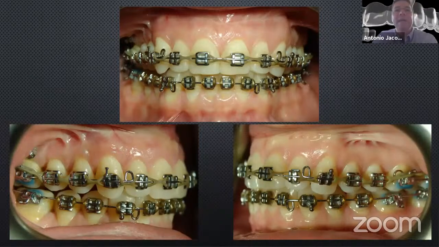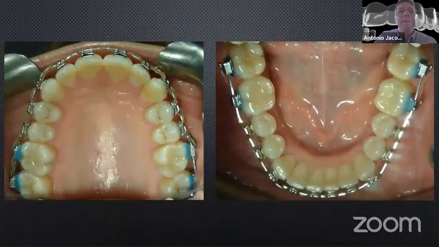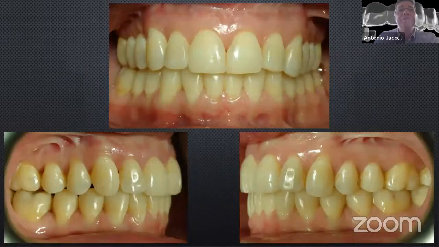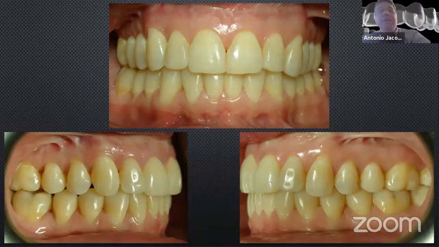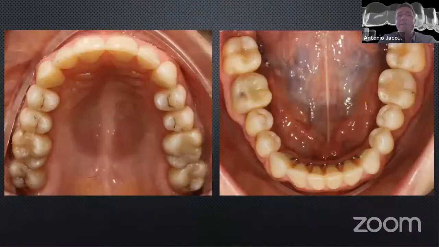This case was presented for the Brazilian Board of Orthodontics, and I tried to show that even with standard edgewise brackets, we can accomplish a very nice result. The patient is very happy and very cooperative. This treatment took almost 4 years, 4 to 5 years, but the patient is very nice and she wanted a good result. So this is the final result for this case.